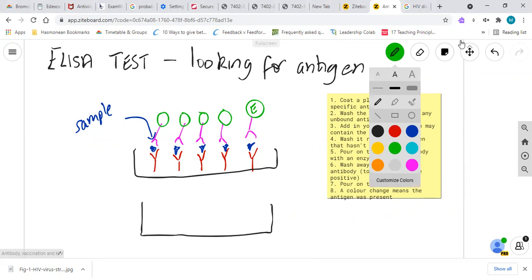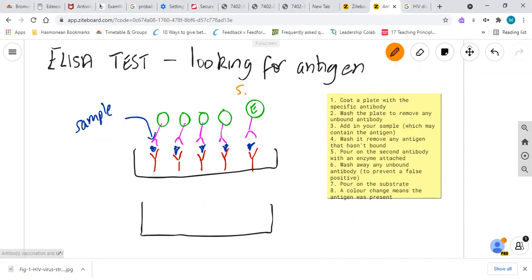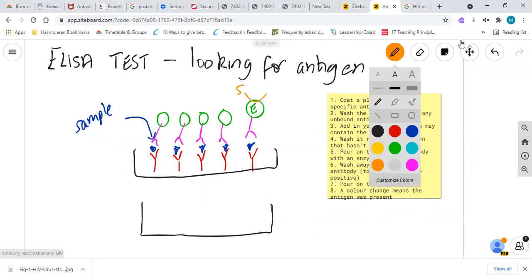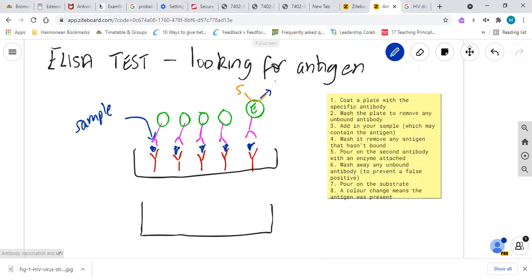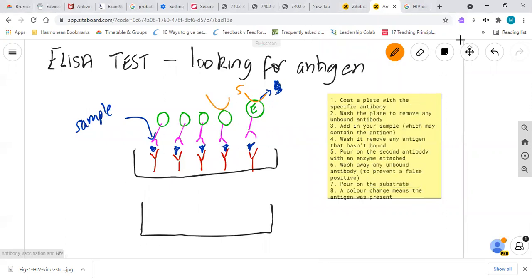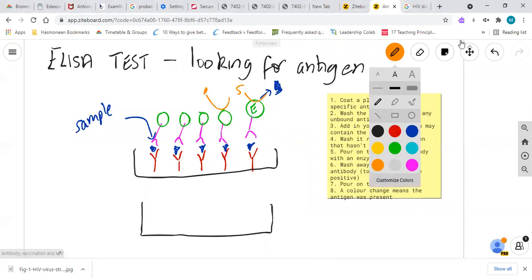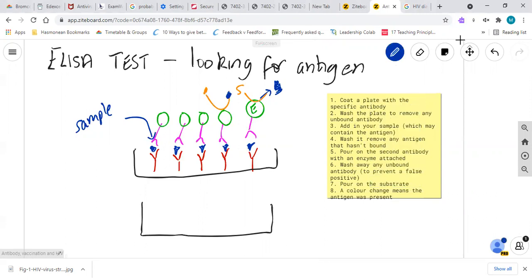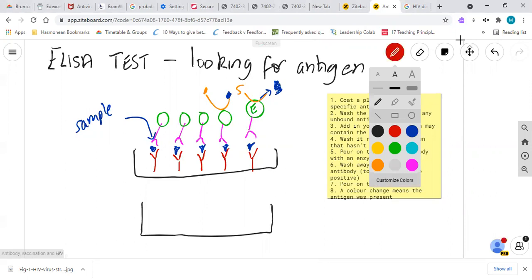And then finally, we pour on a substrate, and what the substrate does is the substrate changes color. So for example, it goes from orange to blue. Okay, so my substrate goes blue. So I pour on an orange substrate and the enzyme changes its color to blue. So my sample goes blue and I know they had the antigen present. Let's look what happens if they don't have it present. So we start off exactly the same.